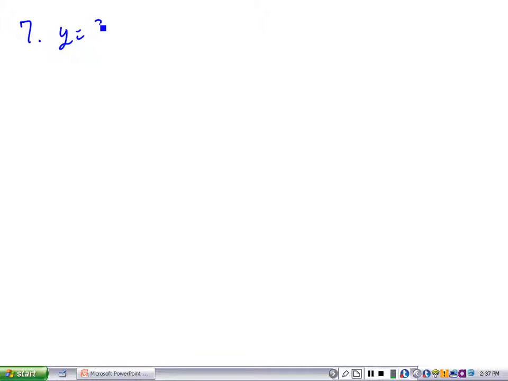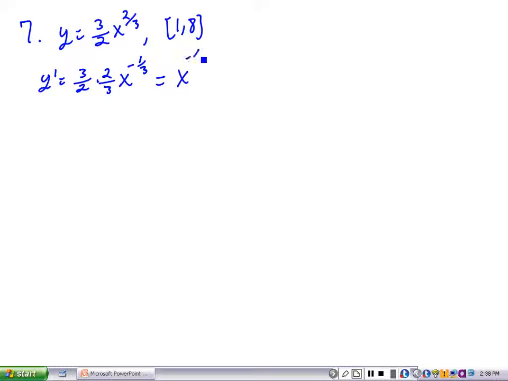Y is equal to 3/2 times x to the 2/3 on the interval from 1 to 8. So we need the derivative. So y prime, that's the 3/2 times the 2/3. So we get x to the 2/3 minus 1. So 2/3 minus 3/3 is just minus 1/3. So here we have x to the negative 1/3 power.